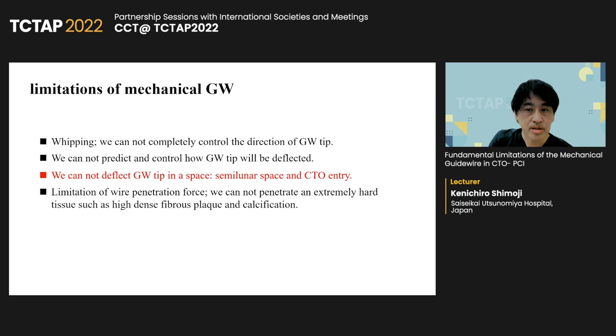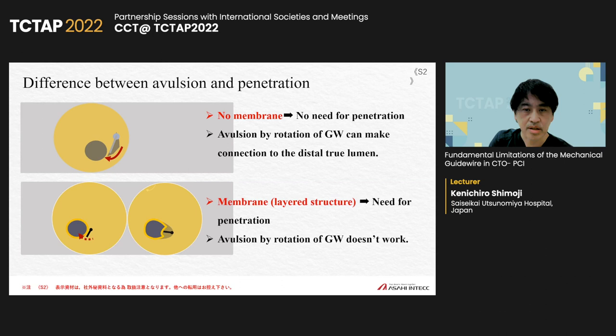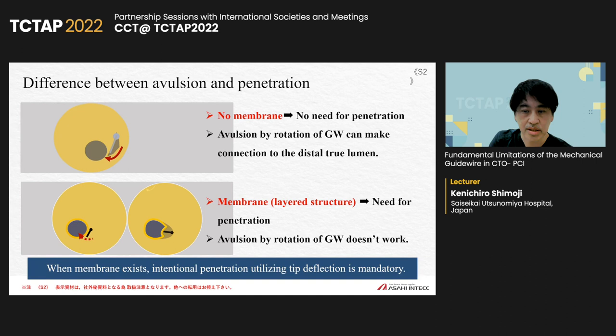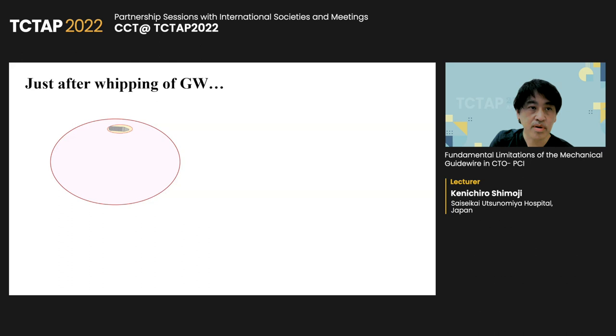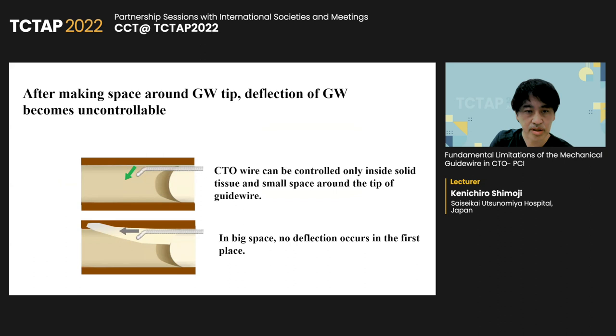And the third issue is about subintimal space. This is a difference between ablation and penetration, especially if there is a membrane in the layered structure in this CTO. There is a need for penetration, and there is a need for utilizing tip deflection. And the problem is that just after whipping of the guide wire, a big space will be created and there is no deflection. It is really a problem, because after making a big space around the guide wire tip, deflection does not occur.